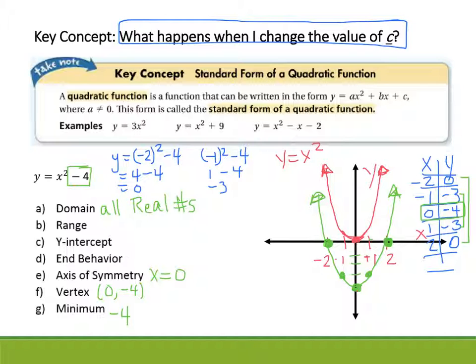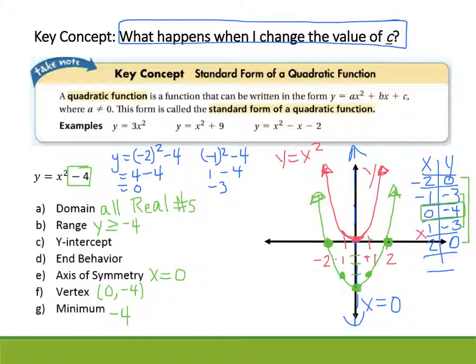So let's go ahead and draw that in. So here's the axis of symmetry. So what that means for my range is that my range values are always going to be greater than or equal to -4.